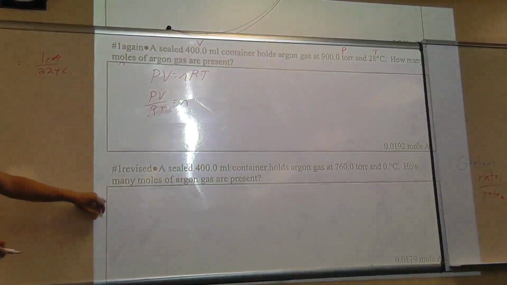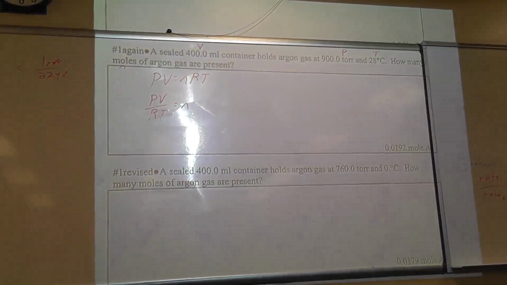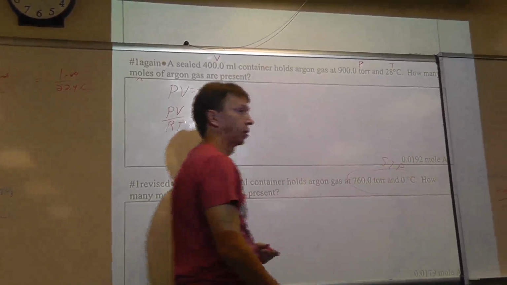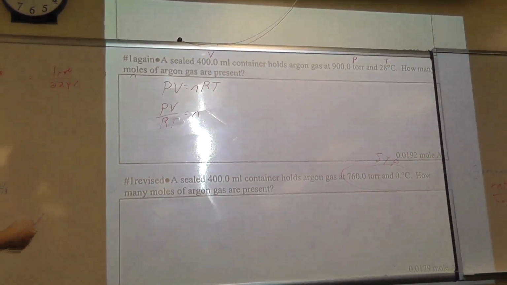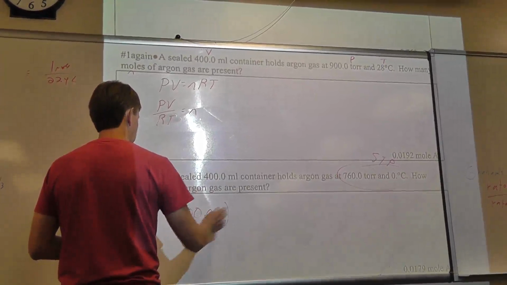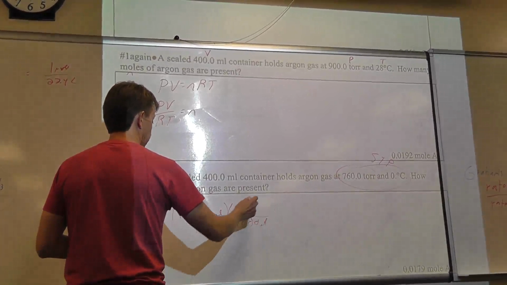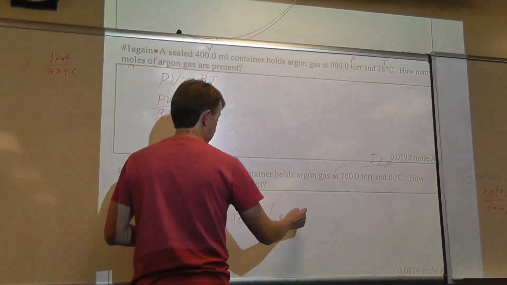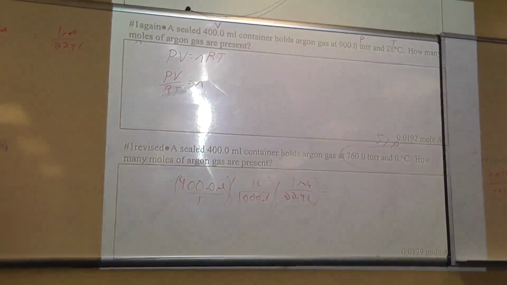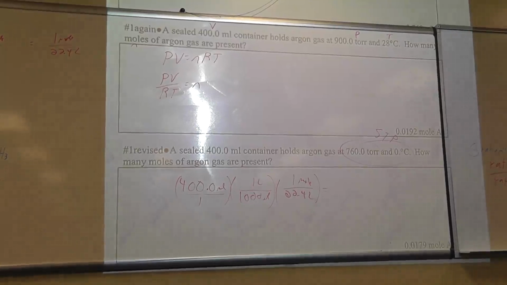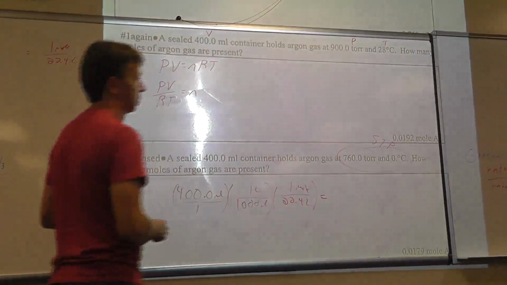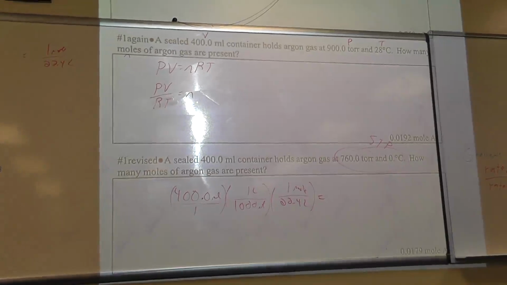What's the difference between this problem and the previous one? Standard temperature and pressure, correct? So, 400 milliliters. A thousand milliliters is a liter. 22.4 liters is 1 mole. Question about that?